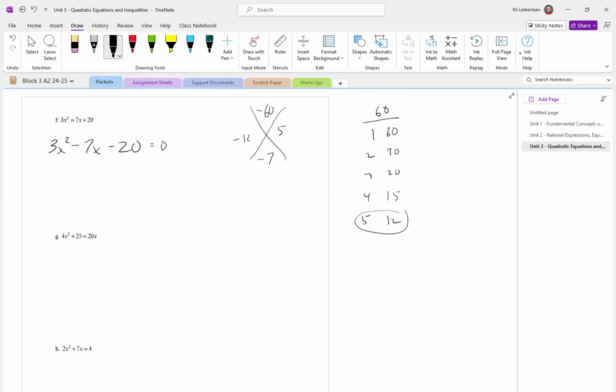Okay, so we have that negative 12 and 5. You remember what to do with those two? Because if you just put them in parentheses, now you've gone about it incorrectly. We're going to take that middle term and what do I do with these two numbers? Do you remember? Yeah, 3x squared minus 12x plus 5x minus 20. You break up that middle term. So these two. And now we factor.